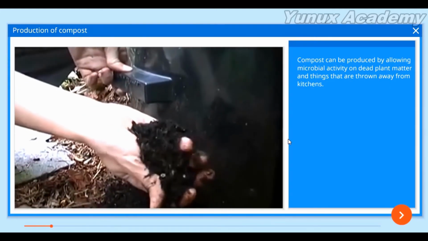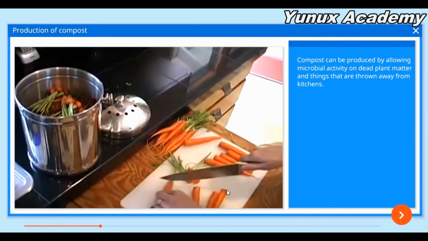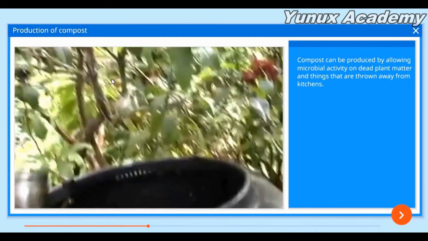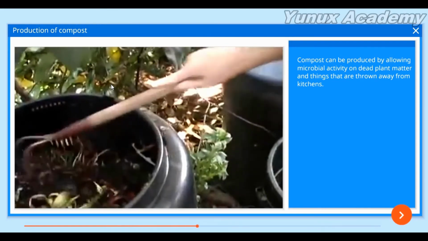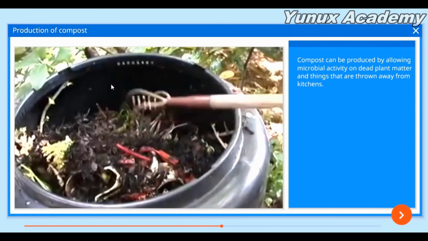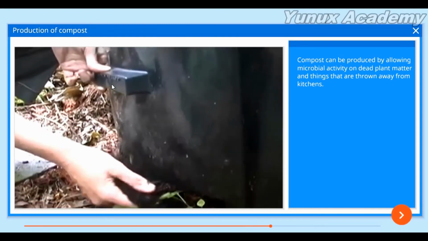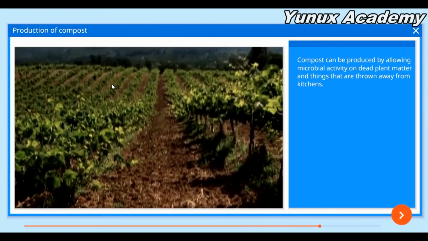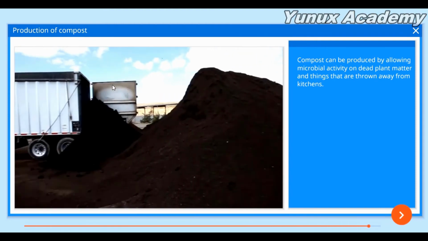Compost can be produced by collecting decomposing plant matter and things that are thrown away from kitchens. By supplying a good ventilation, microbes grow rapidly on them, and decompose the waste, producing organic fertilizer. Organic fertilizers produced like this are highly used in agricultural lands. Because of this, it has been highly popular as an industry today.